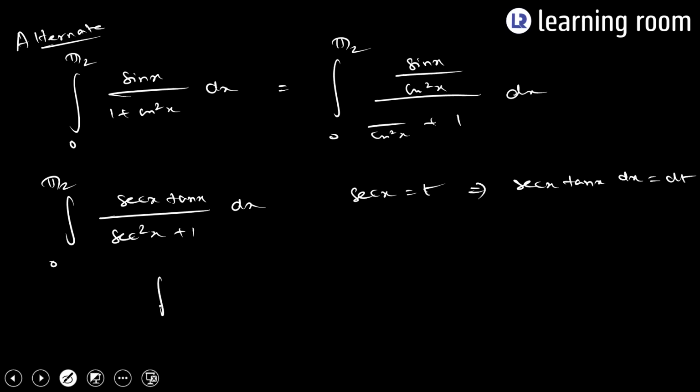So integral of lower limit, x is equal to 0, t will be 1. X is equal to pi by 2, t will be 0. So this will be equal to dt divided by 1 plus t square. Accepted? What is the answer?